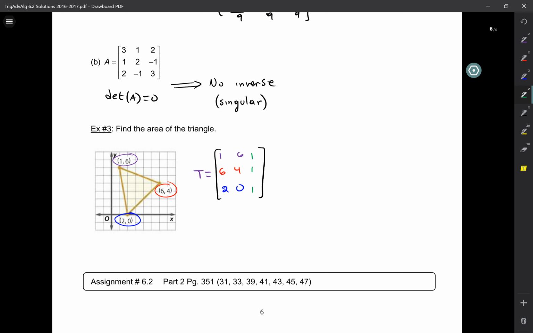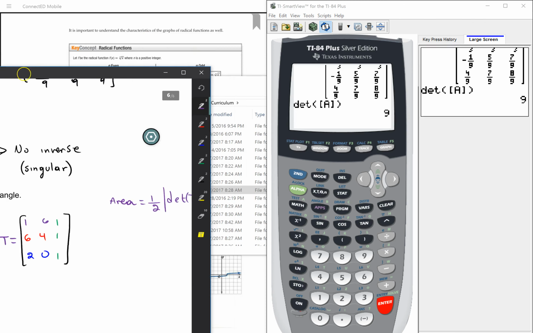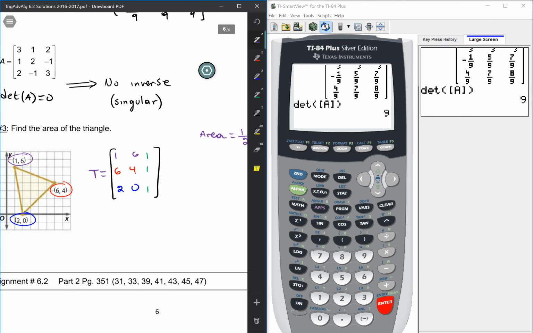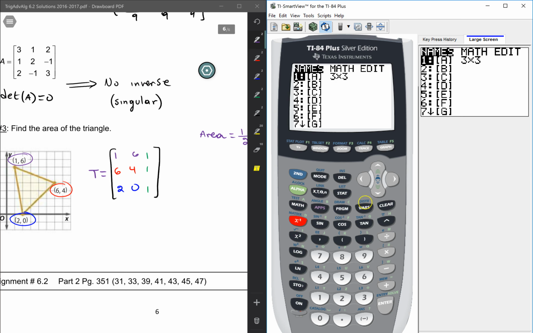Okay, now the area of the triangle is equal to 1/2 the determinant of T. Now, here's another question for you. Can area ever be negative? No. Determinant can, but area cannot. So to fix for that, we take the absolute value. All right? So even if it was negative, just make it positive. It's 1/2 determinant. So now, let's put this in our matrix.